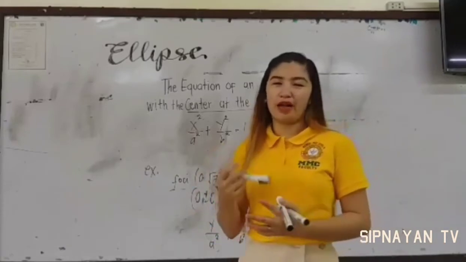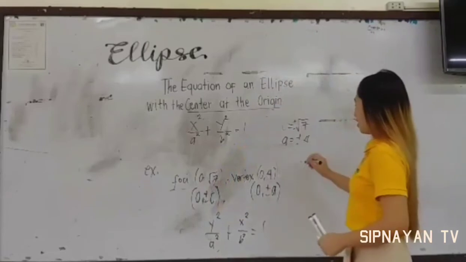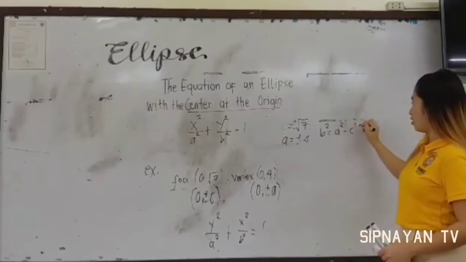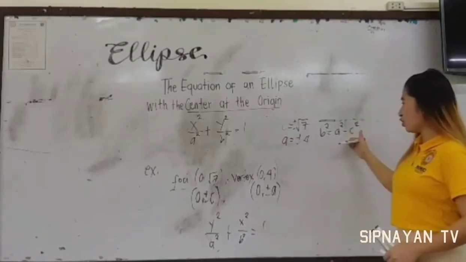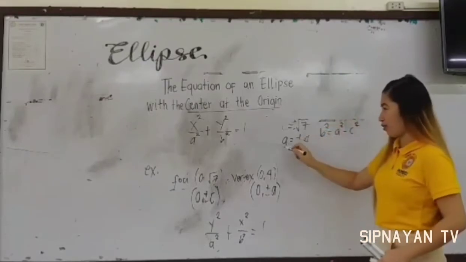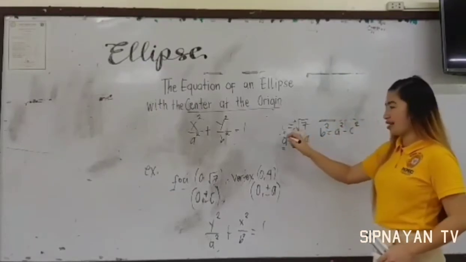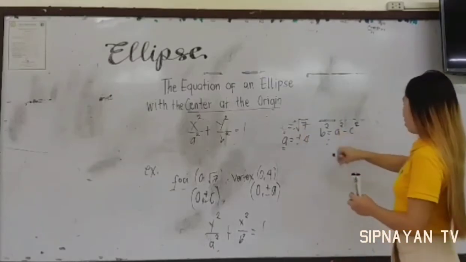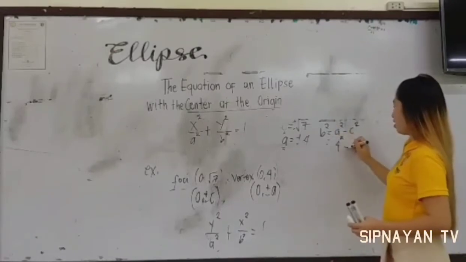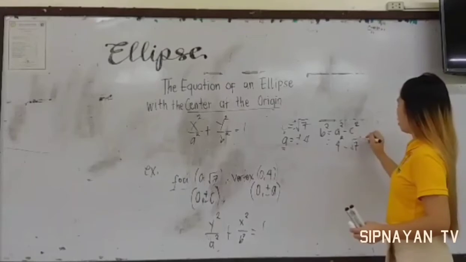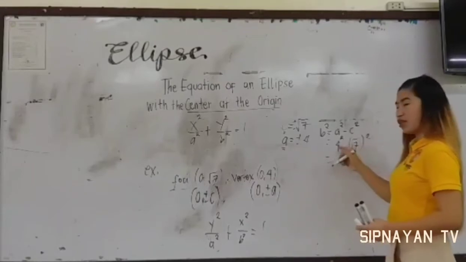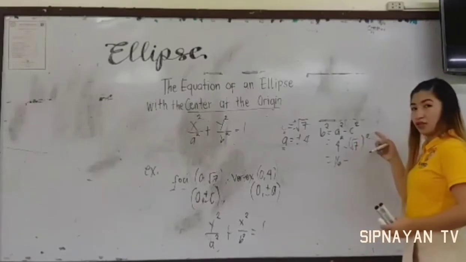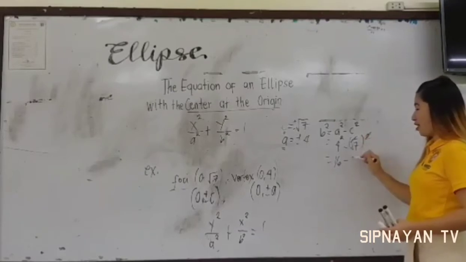How are we going to find the value of B? So by using B squared is equal to A squared minus C squared. This equation we will use to find the B. Or simply substitute the value of A and C. Since our A is 4 squared, then our C is square root of 7. So 4 squared is 16. Well, square root of 7 squared is cancel po siya. Ang matitira is yung 7.